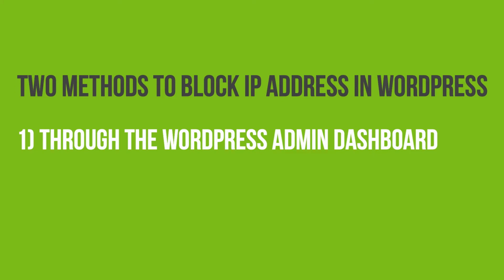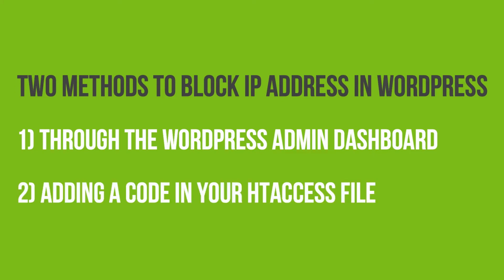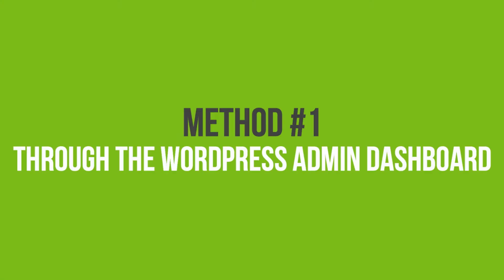The first method is to block IP addresses through the WordPress admin dashboard, and the second method is by adding a code in your htaccess file. Let's start with the first method.